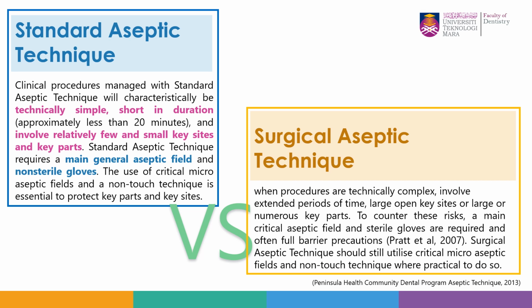All right. So this surgical aseptic technique should still utilize critical micro aseptic fields, which is a very small field, not to mix with other fields on the cabinets. Sometimes we actually use a tray. We use an examination tray, which we will show you later on. Okay, so just put in your mind there are two types of aseptic technique. One is standard and the other one is surgical. You will know what I mean later when we go over this unit in later topics.